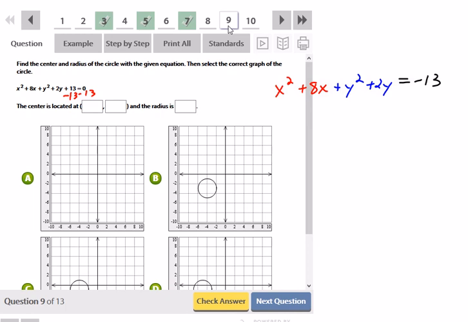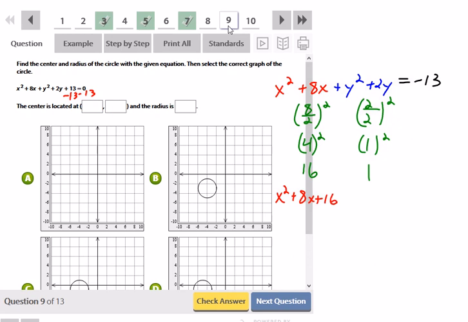I'll use that formula, 8 divided by 2 squared. You're always dividing by 2. Here it's 2 divided by 2 squared. So this gives me 4 squared, which is 16. This gives me 1 squared, which is 1. So when I rewrite this, I'm going to write x squared plus 8x plus 16 plus y squared plus 2y plus 1. And then if I added a 16 and a 1, I have to add it to the other side. So -13 plus 16 plus 1.